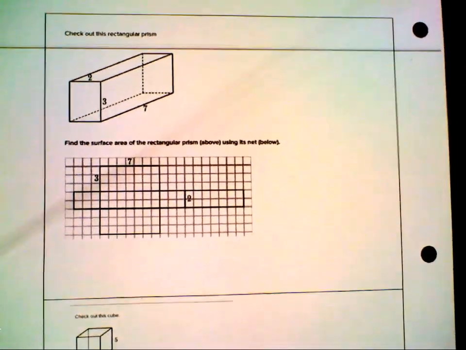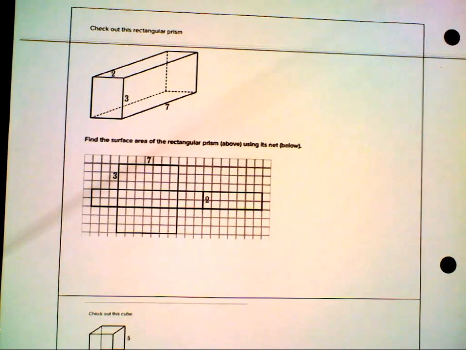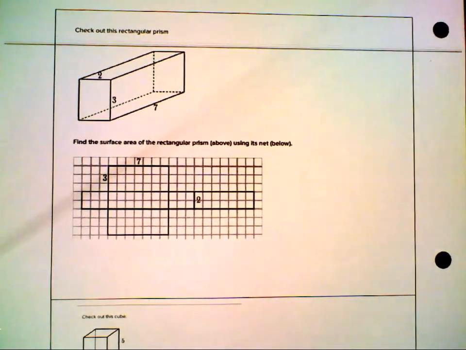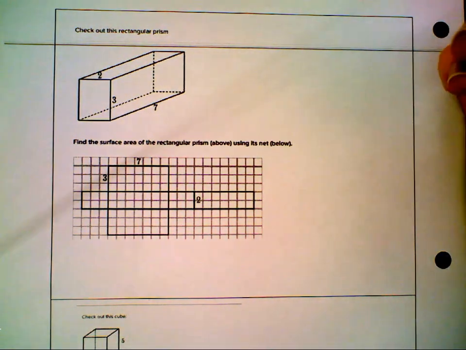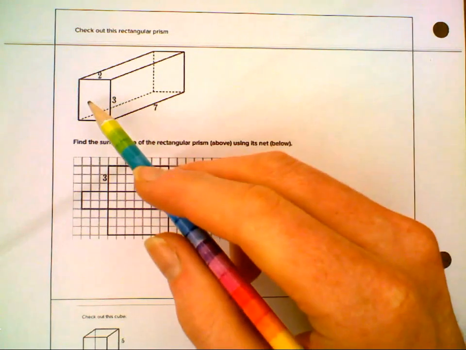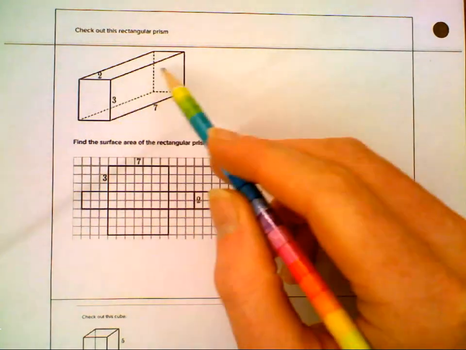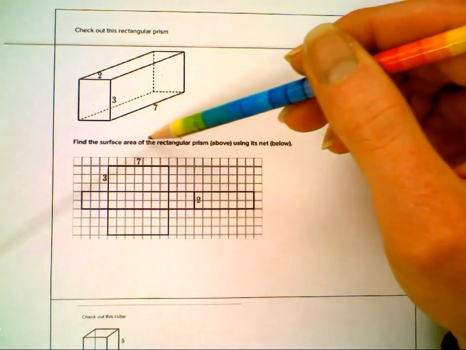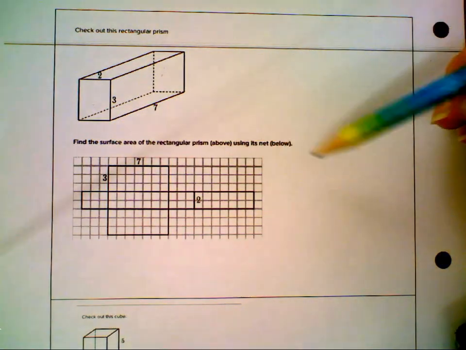Okay, now we have a rectangular prism. The difference between a pyramid and a prism, for example, is that the pyramid has triangular sides, and it's different on the top and the bottom. A prism is the same at both ends. Now it asks us to find the surface area of the rectangular prism above using the net below.